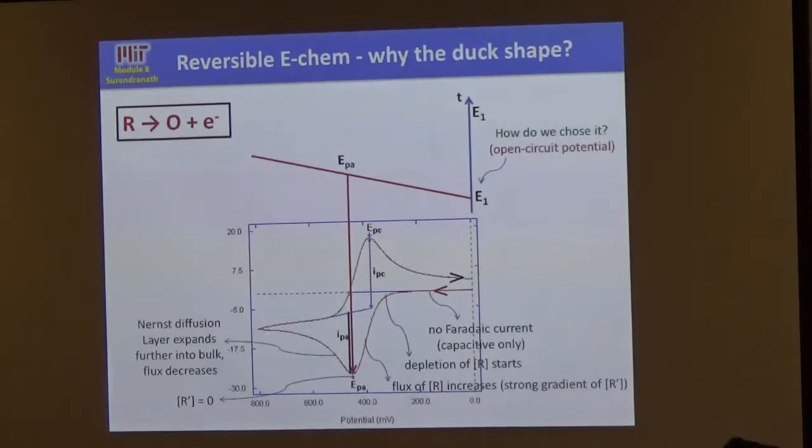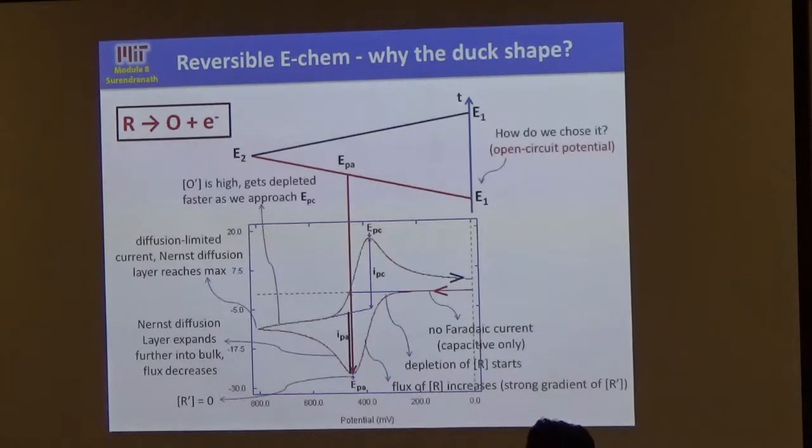The only place where situations get different is when you go back and get to a potential where you're able to now re-reduce the oxidized form. Because I've made this depletion zone of the reactant, I must have made an amplified concentration of the product of the reaction. And if there's an amplified concentration of the product near my electrode, when I go back across this curve, I now have the ability to back reduce that oxidized form.